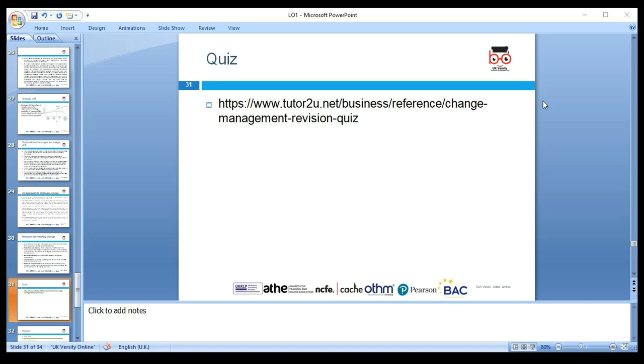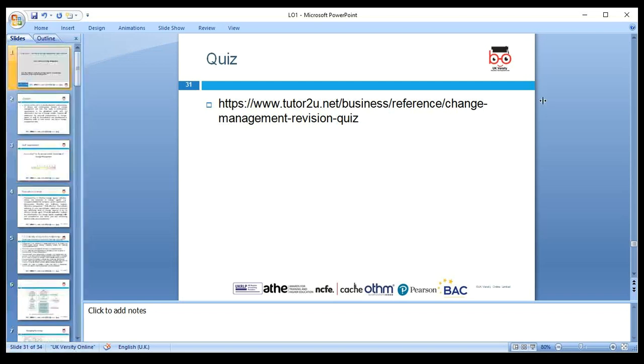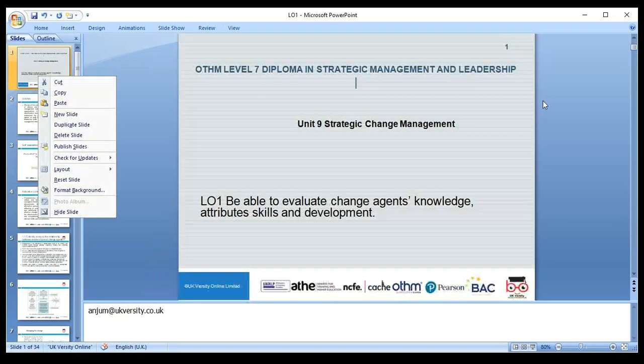Okay, guys. So today we discussed the change agent, and under the change agent, the different qualities and abilities required of that individual. We discussed what management is, what leadership is, and what a change agent is: the person who deals with the change is called the change agent. Please, guys, make sure you attempt this quiz. You can copy this link and attempt the quiz before the next lesson.